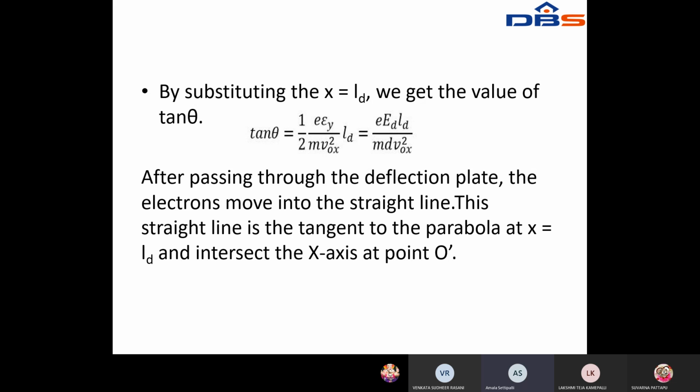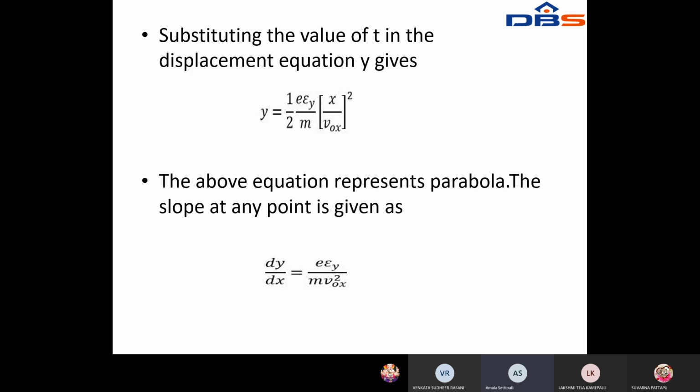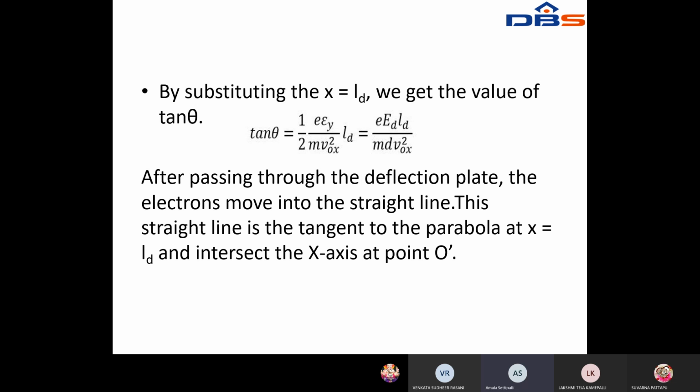Here in the equation, whenever you differentiate this term, y equals 1 by 2 e Ey by m vox squared times x squared, you get 2x. The 2 will be cancelled, and x remains. But in the equation, x is not represented, so in the place of x here you have to use s.